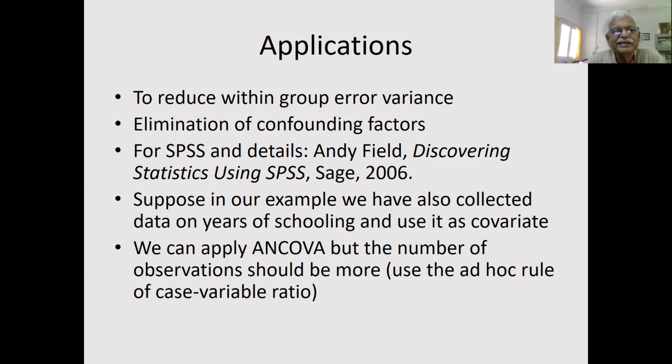and elimination of confounding factors. For those who are using SPSS, I would recommend them to read Andy Field's Discovering Statistics Using SPSS. This is an old book now, 2006 publication, but very good book. Suppose in our example, we have also collected data on years of schooling, and then it can be used as a covariate. We can apply ANCOVA, but the number of observations should be more.